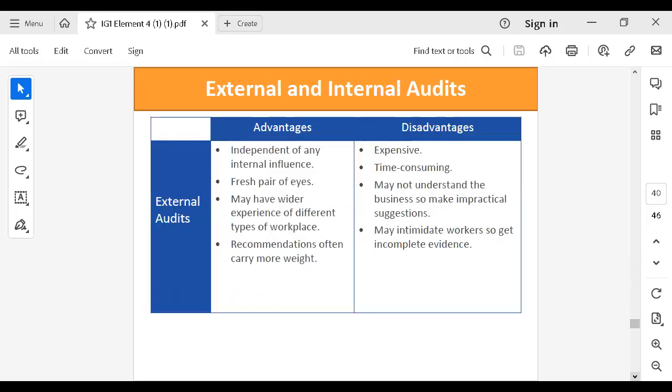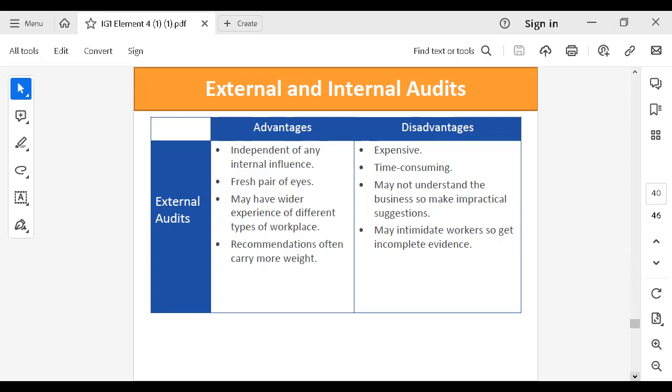External and internal audits, advantages and disadvantages of external audits. The audit may be independent of any internal influence, a fresh pair of eyes, and may have wider experience of different types of workplace. Recommendations often carry more weight. But the disadvantages of external auditors: expensive, time consuming, and they may not understand the business, so may make impractical suggestions.